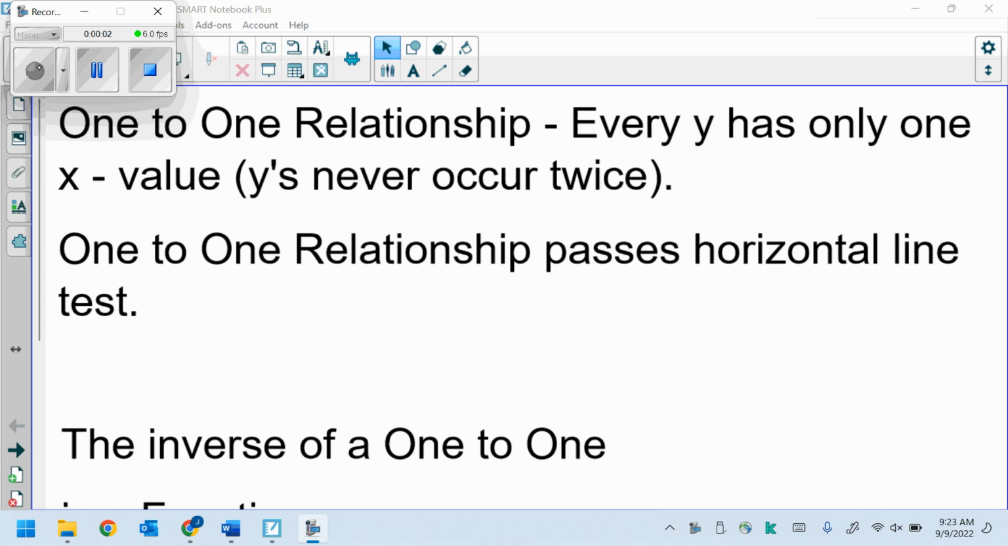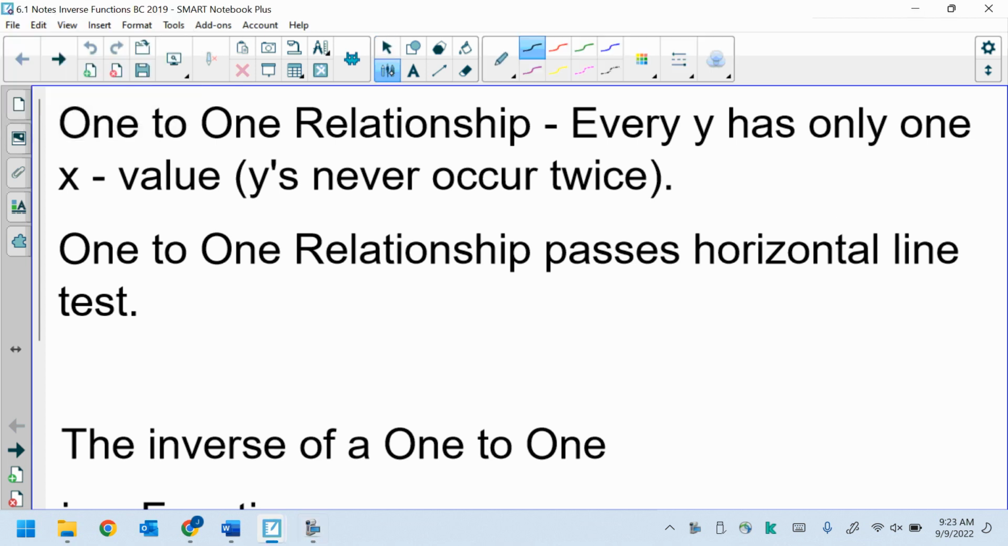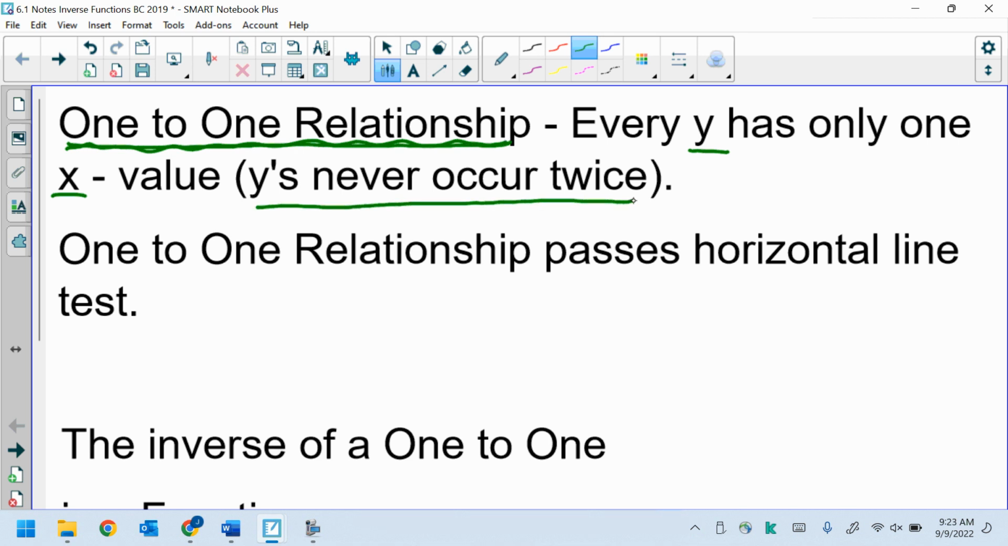Now today we're going to begin our chapter on inverses. As we talk about inverses, we're going to start talking about something called a one-to-one relationship. And this sounds pretty darn familiar. One-to-one relationship. Every y has only one x. Now we've heard that before. But when we heard it before, it was every x has only one y, and that was a function. So we're kind of switching the roles of the x and the y around here. And when we do that, that's called a one-to-one relationship. So the y's never occur twice.